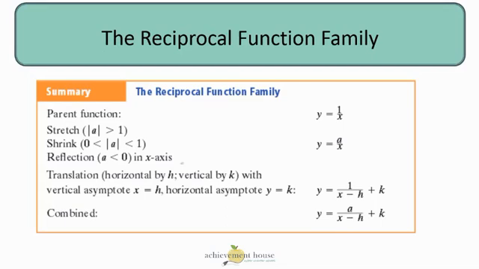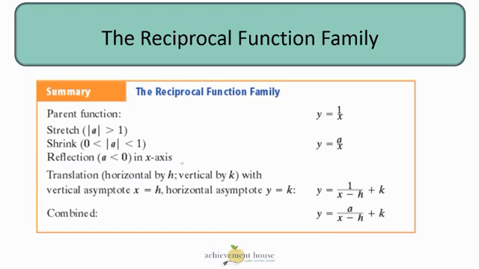Also, just like any other graph, translation-wise, horizontal shifts happen when h is involved. So x minus h in the denominator. If h is positive, it will shift to the right. If h is negative, it will shift to the left. And vertical shifts by k. So if k is positive, it will shift up. If it's negative, the graph will shift down.